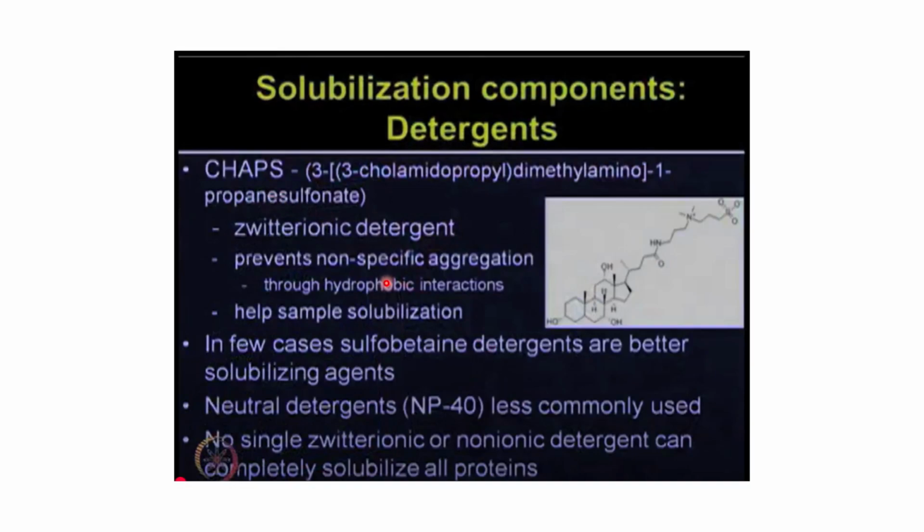Similarly, there are some other detergents like CHAPS, which is zwitterionic and gives a neutral charge overall, and it helps in isoelectric focusing.